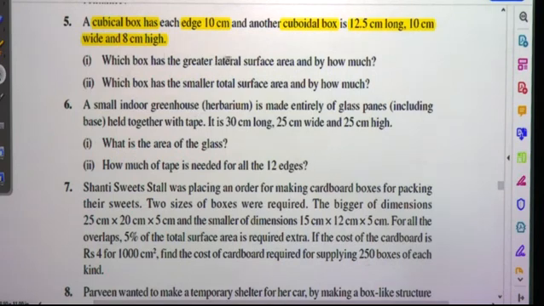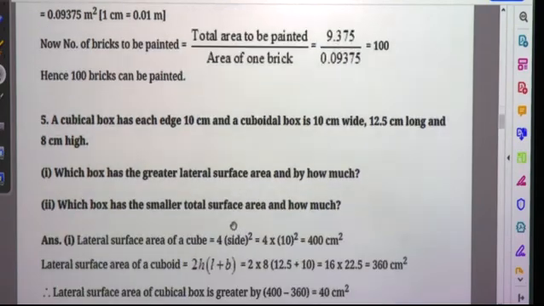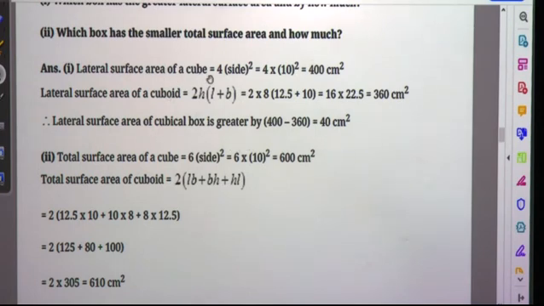Which box has the greater lateral surface area and by how much? Which box has the smaller total surface area and by how much? Let us switch to the solution. Lateral surface area of a cube is equal to 4 into side square. The edge is of 10 centimeter each. So, 4 into 10 square is 100, 4 into 100 is 400 centimeter square. This is the lateral surface area of a cube.